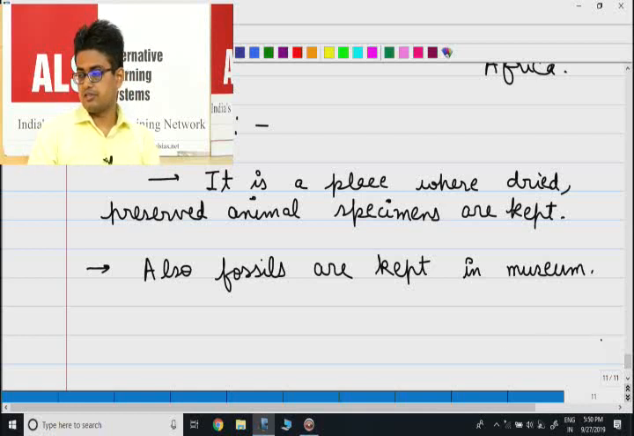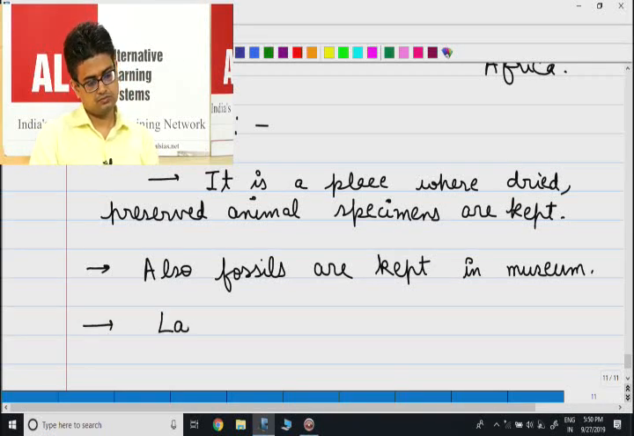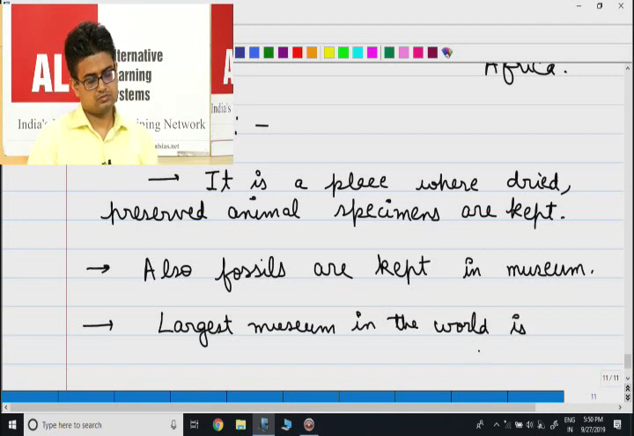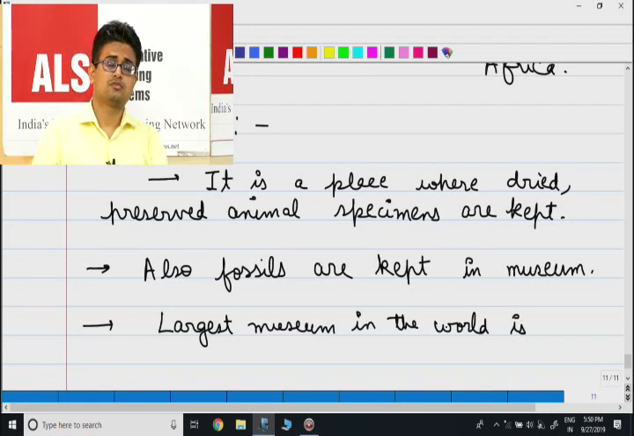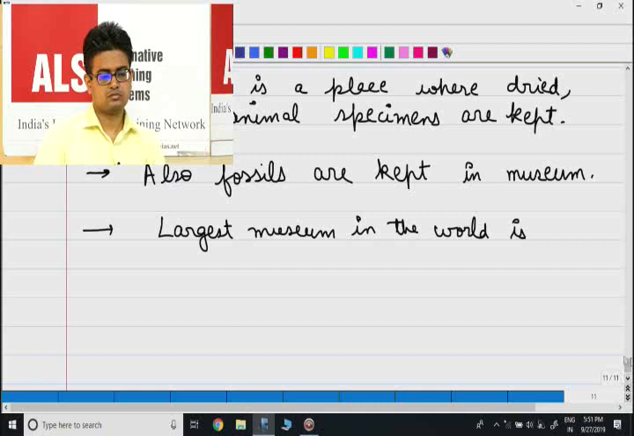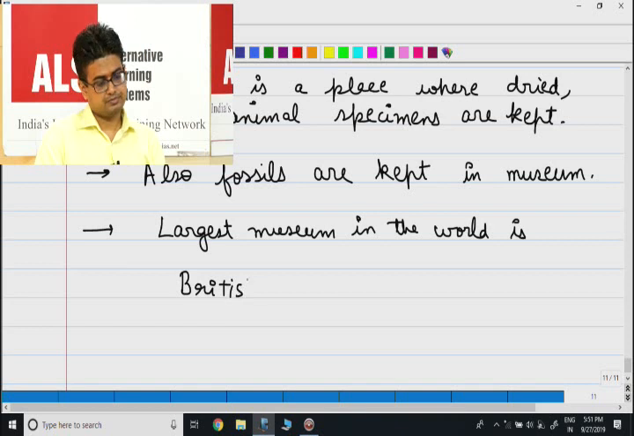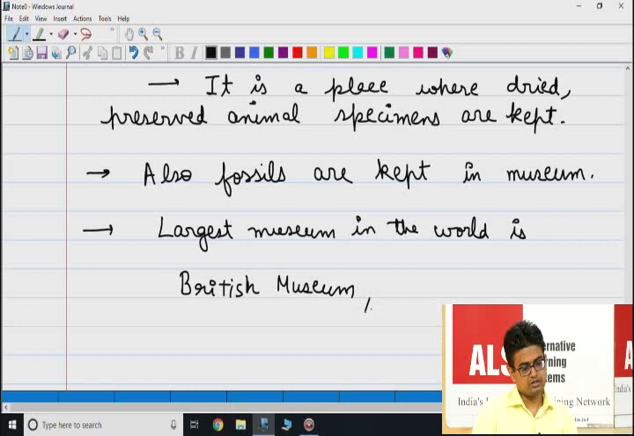Largest museum in the world is? Anybody? What is the largest museum in the world? British National Museum. British Museum, United Kingdom. British Museum, UK.